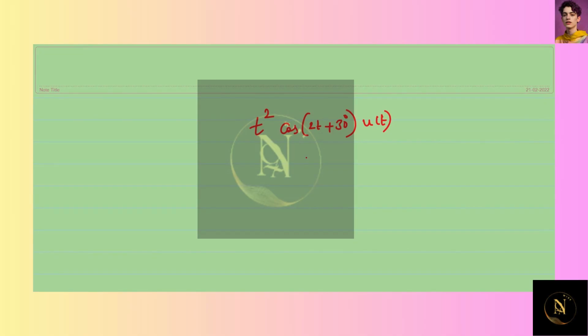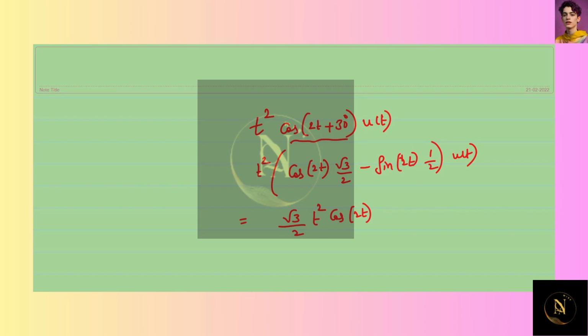So let's find the Laplace transform of this function. I can write this as t square into, using the cos(a + b) formula, cos a cos b minus sin a sin b, that is cos 30 times cos 2t minus sin 30 times sin 2t, where sin 30 is half, into u of t. So basically it will be root 3 by 2 into t square cos 2t u of t minus half t square sin 2t u of t.